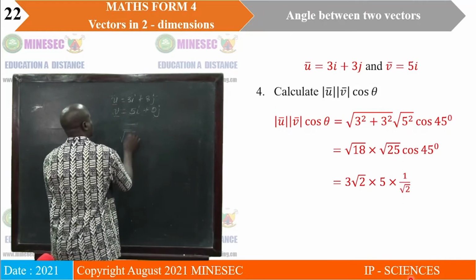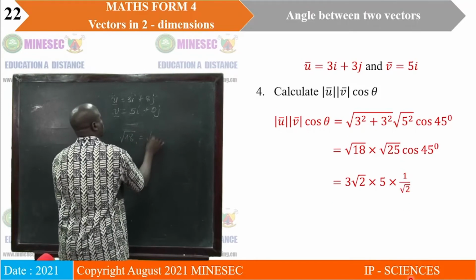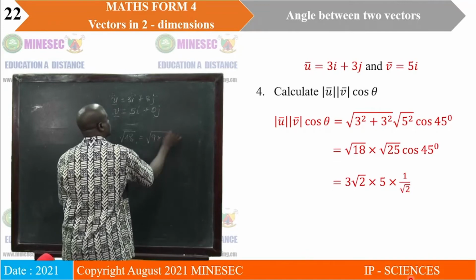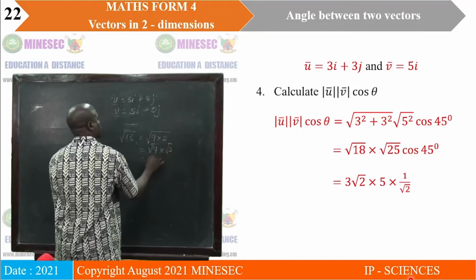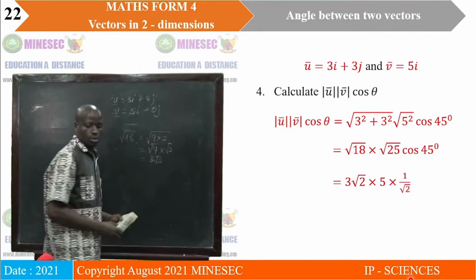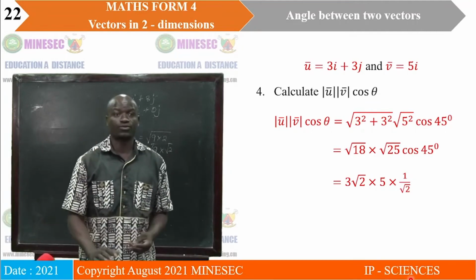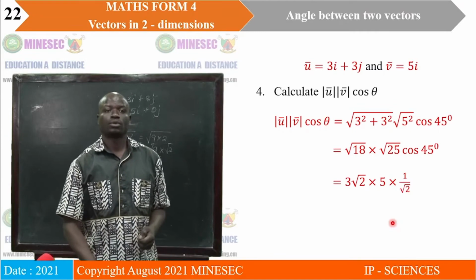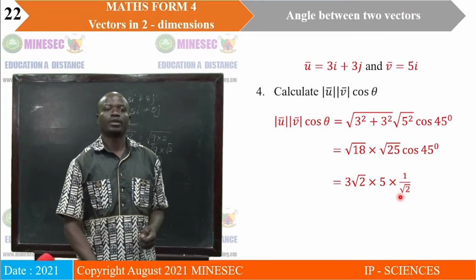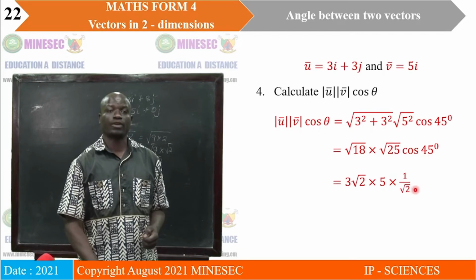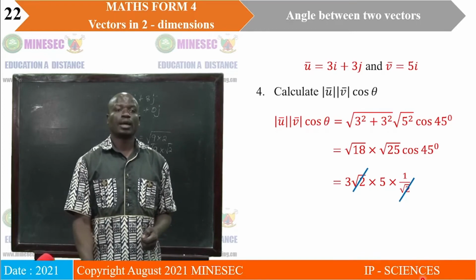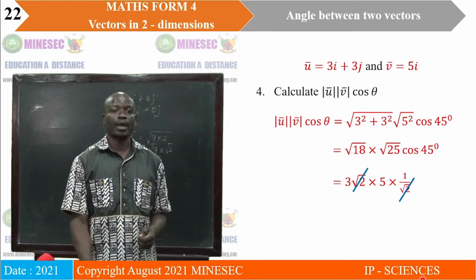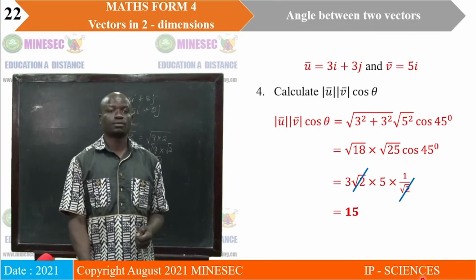Square root of 18 is the same as square root of 9 times 2, which is equal to square root of 9 times square root of 2. And that gives us 3 root 2. And then square root of 25 is 5. So we have 5 here. And then times cosine 45, which is 1 over root 2. If we simplify this, root 2 will cancel root 2, and then we will end up with 3 times 5, which is 15.